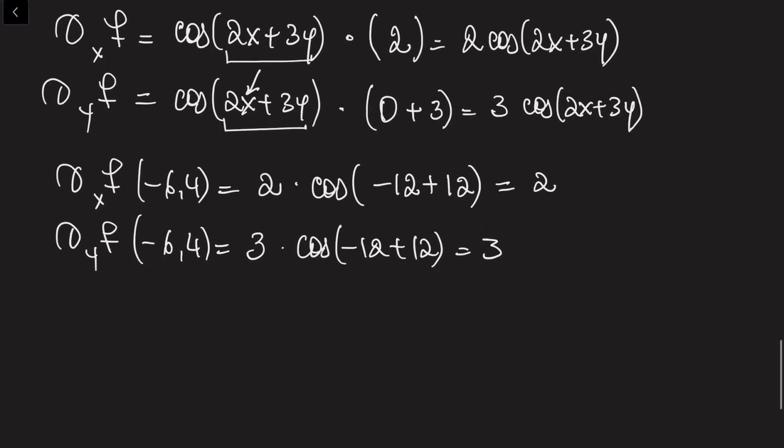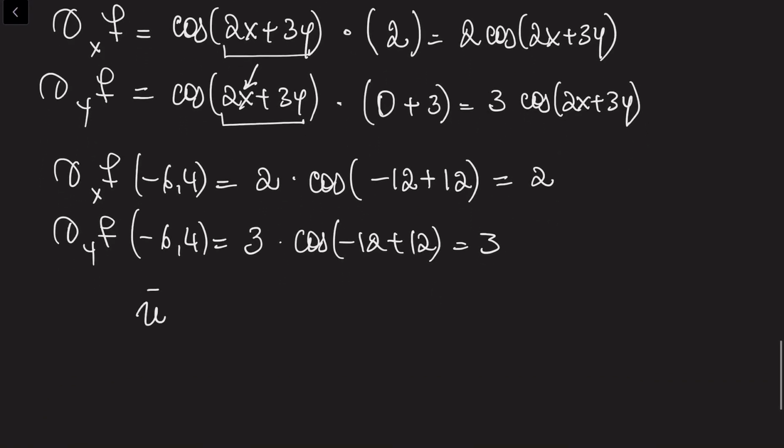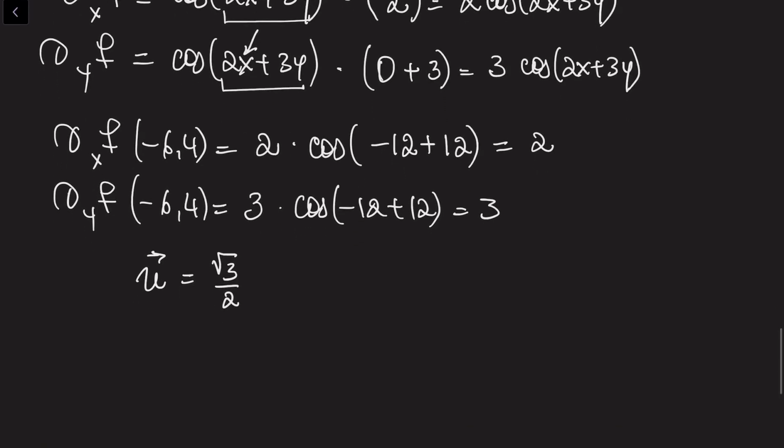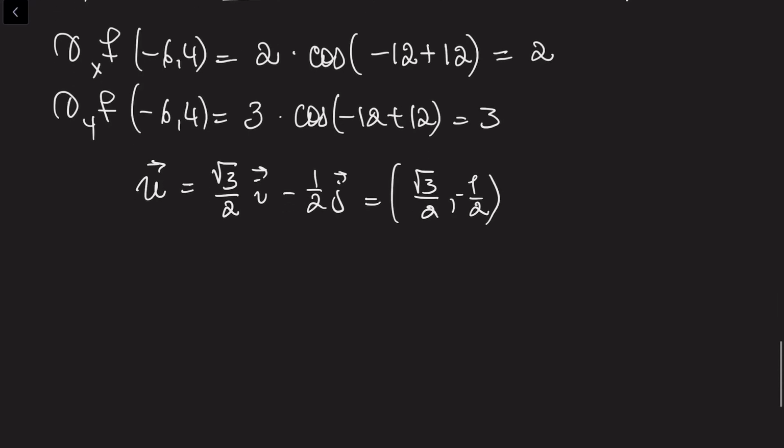So we need to find the directional derivative. The u vector is given as square root of 3 over 2 times i minus 1 over 2 times j. So we can write this as square root of 3 over 2, minus 1 over 2. We can make sure that this is indeed a unit vector by finding its norm. The norm squared is going to be 3 over 4 plus 1 over 4, which is equal to 1. So indeed it's a unit vector.